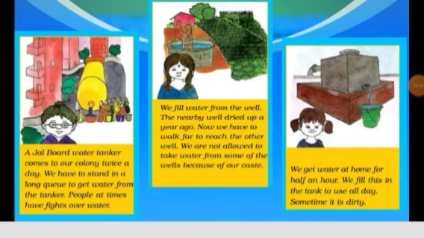First picture: a Jalbord water tanker comes to our colony twice a day. Children, Jalbord is a water supply board. We have to stand in a long queue to get water from the tanker. People at times have fights over water. We fill water from the well. The nearby well dried up a year ago. Now we have to walk far to reach the other well. We are not allowed to take water from some of the wells because of our caste.